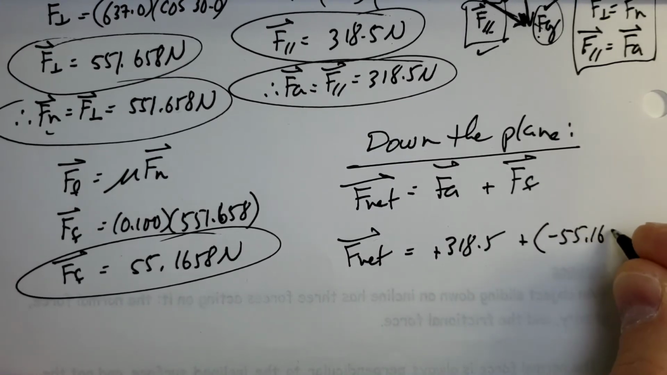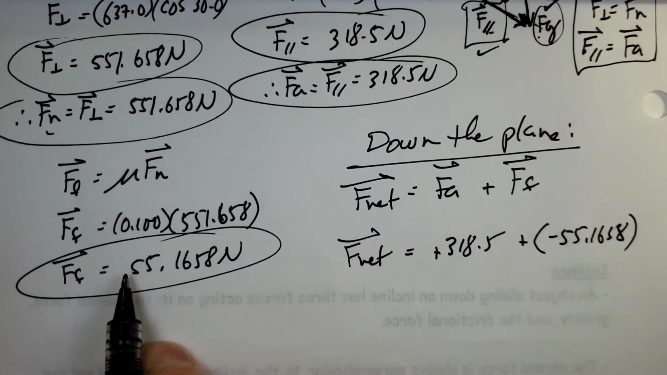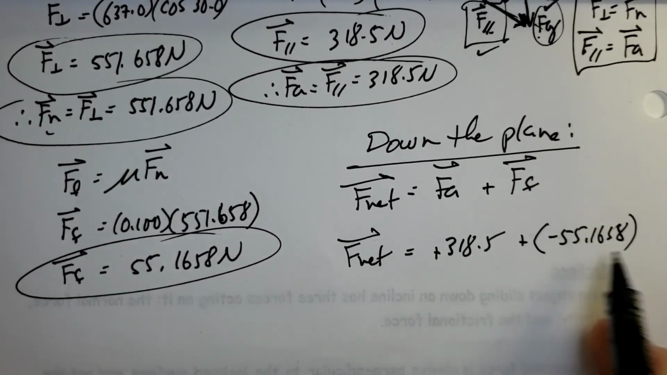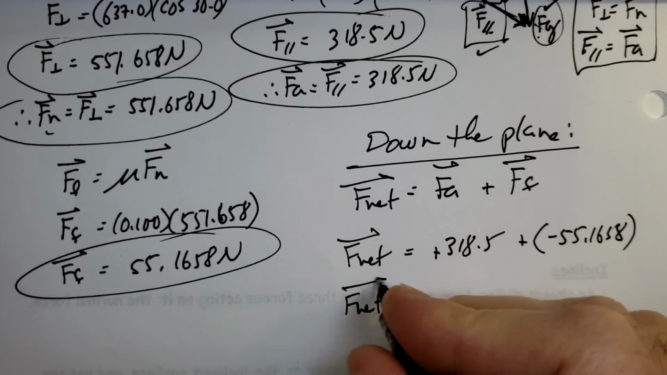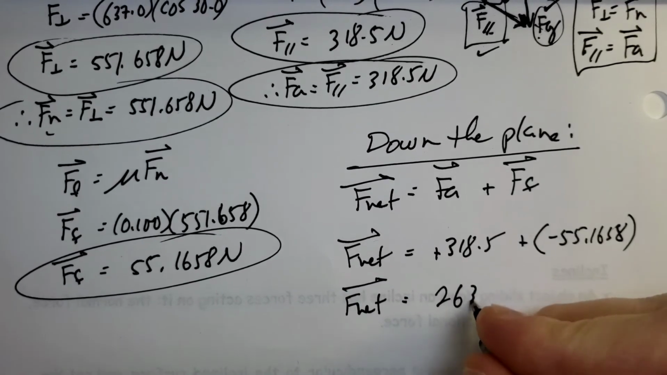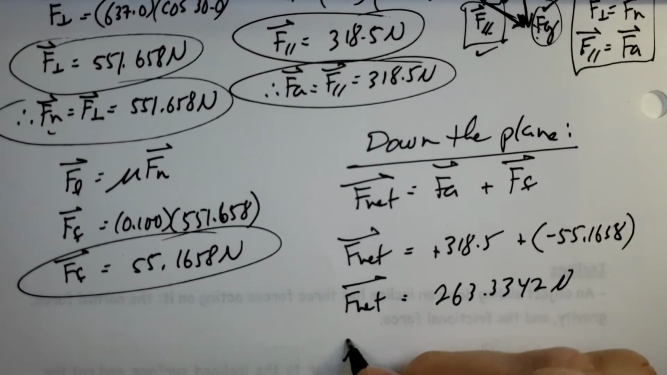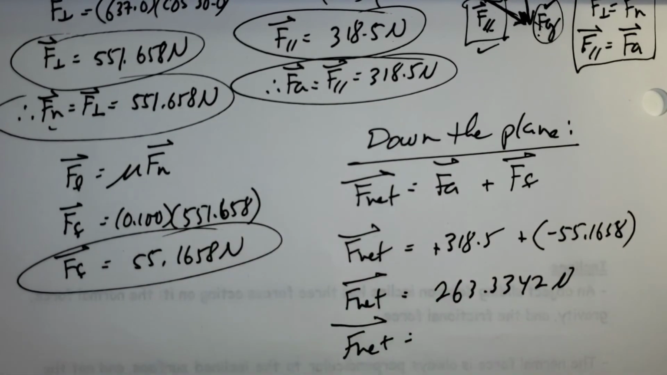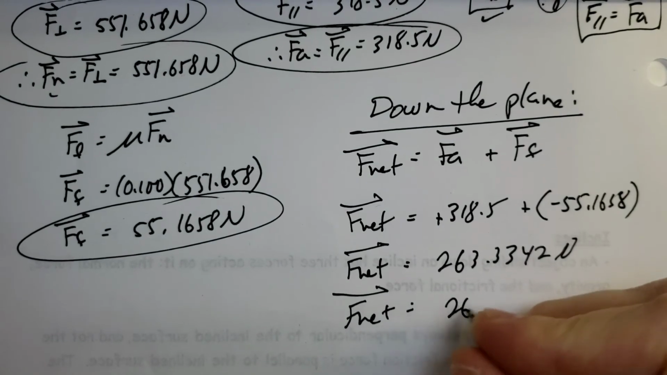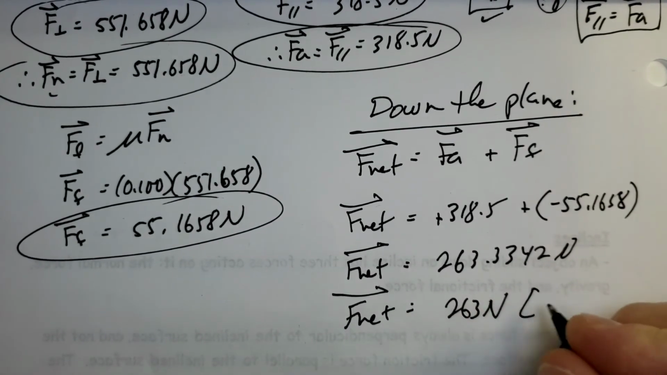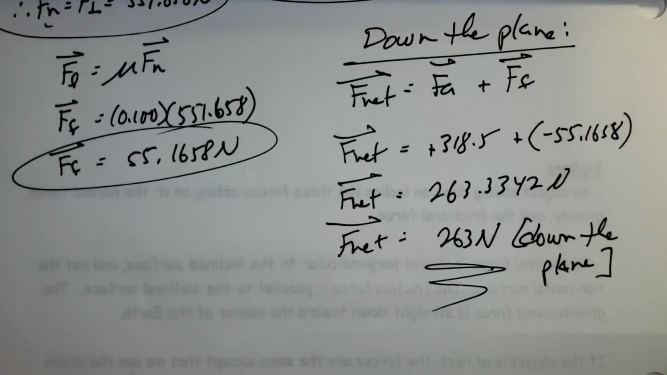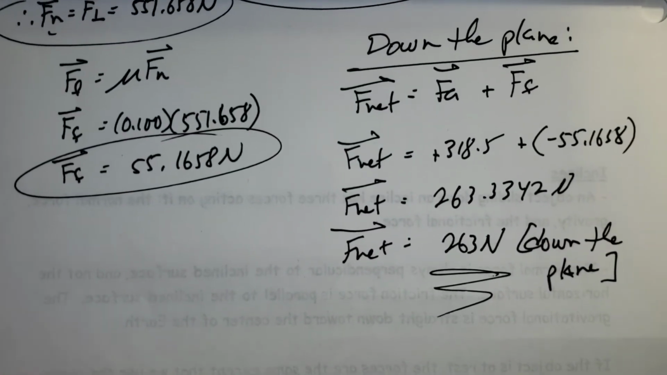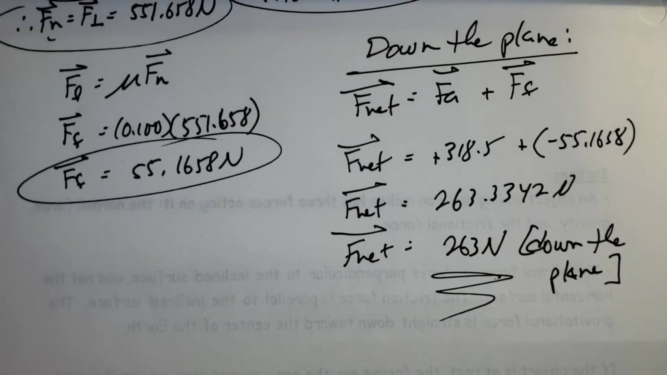Negative 55.1658. So again, I figured out the magnitude of friction, now figure out friction in the scenario. It's always opposite. So F net is going to be equal to 263.3342. And here I can likely round it off. See, I'm using previously calculated answers, so I didn't round it off just yet. 263 newtons. And I'll just simply say down the plane to do away with the awkward positive sign dealing with downwards. So net force, it's experiencing a force of 263 newtons down the plane.